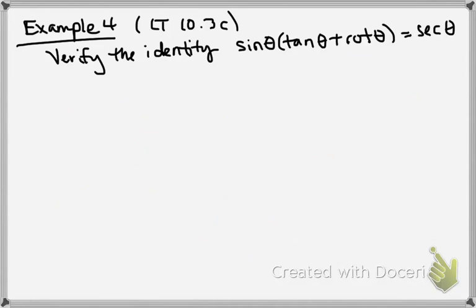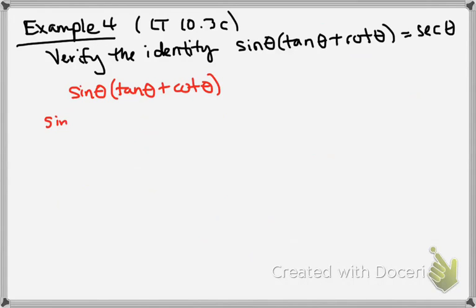Now let's look at another verify problem. So example 4, still from Learning Target 10.3c. It says to verify the identity: sine of theta times the quantity of tangent of theta plus cotangent of theta has to equal the secant of theta. So looking at it again, I'm going to pick the more complicated side. Obviously this is the left side, the sine of theta times the tangent of theta plus the cotangent of theta. Since the right side is just one trig function, the left side is going to be our more complicated side. Then I'm going to distribute my sine.